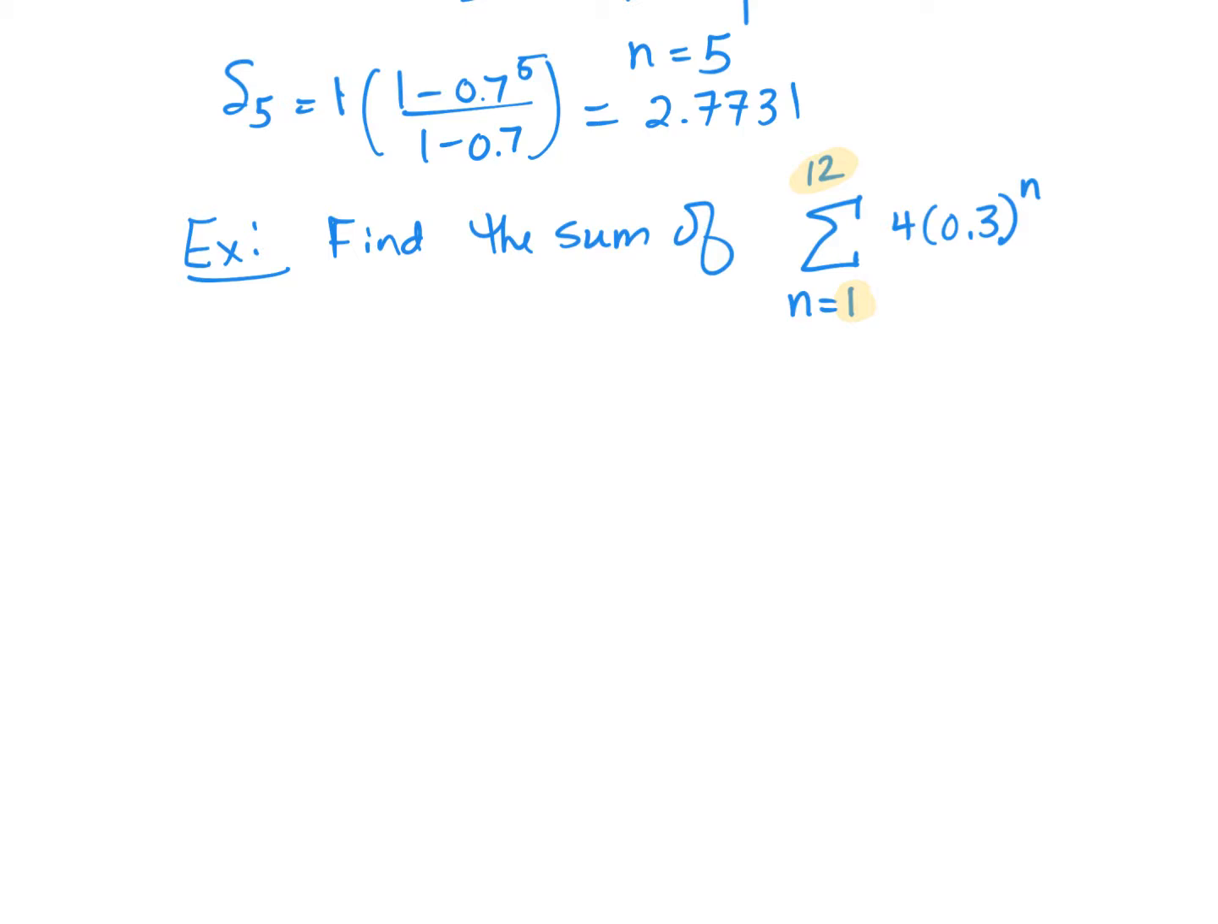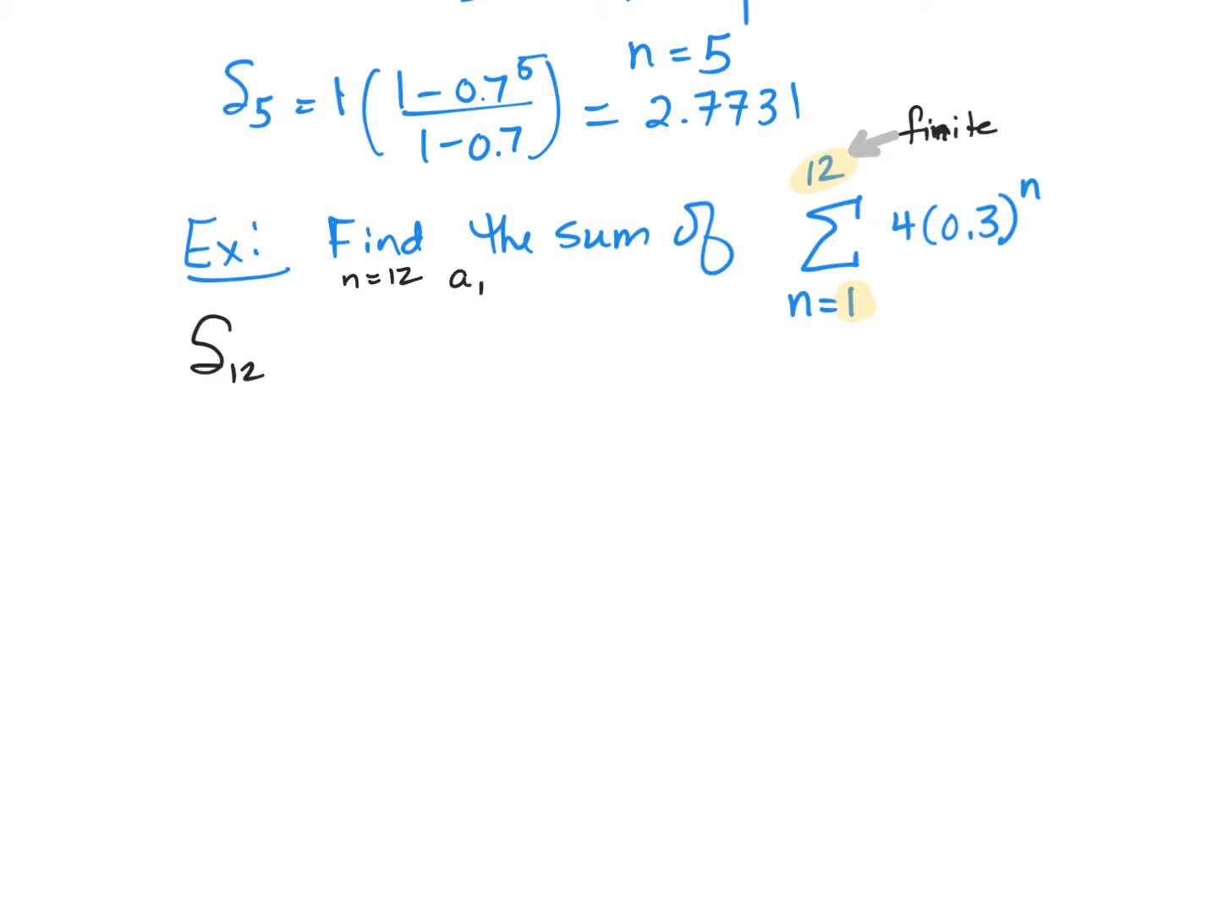If it's going to be infinite, guess what's up there? Instead of 12, what would it be? Infinity symbol. Yes, that would be an infinite sum, okay? All right, so it is finite. So for a finite, this right here tells me it's finite. So we need to know S sub what? S sub 12, because n is 12. What is r?